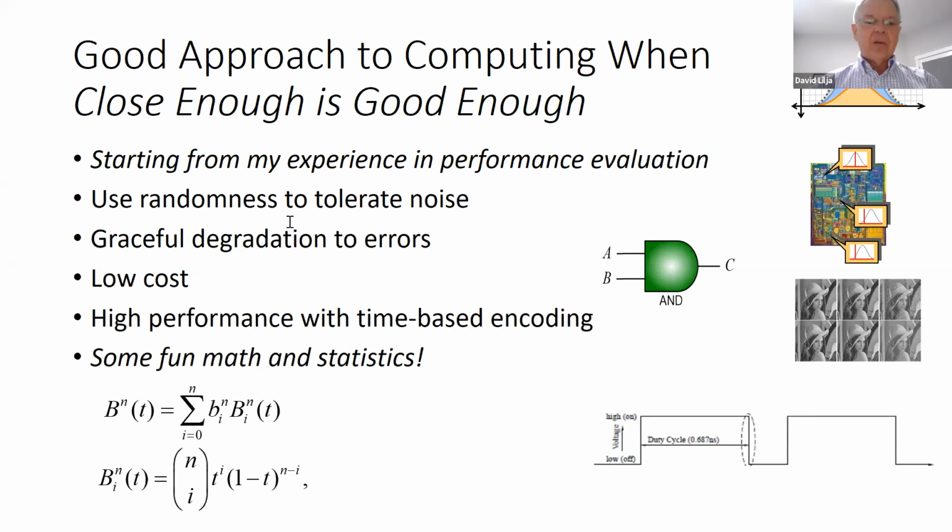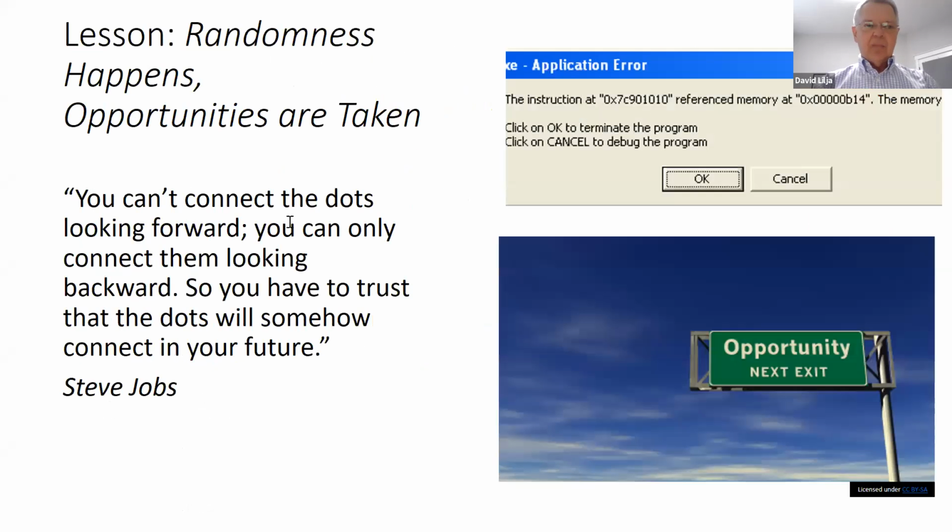And there's some fun math involved. For all of us nerds who like to do this performance evaluation, probabilistic computing sort of thing, yeah, it's fun. The lesson I take from this, in a broader picture, however, is that randomness happens. There's a lot of randomness in the world that generates errors, a lot of things that we just can't control. So instead, we want to take these opportunities as they come along. And one opportunity in stochastic computing is using the errors in order to tolerate other errors.